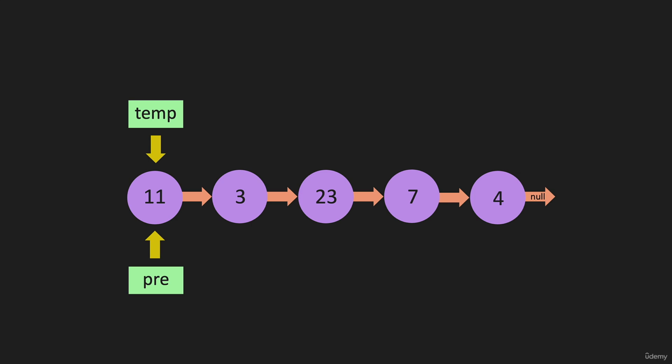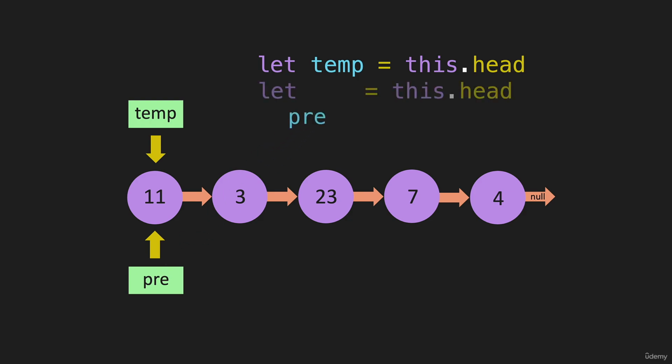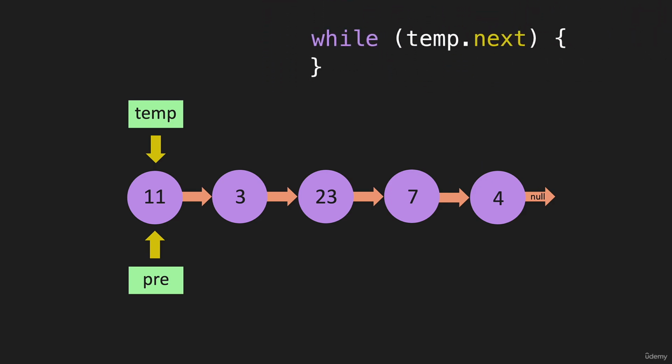So we showed in the last video we were going to create 2 different variables, temp and pre. We'll create them like this. Let temp equal this.head, and let pre equal this.head as well. And then we're going to loop through this. I'm going to use a while loop here.